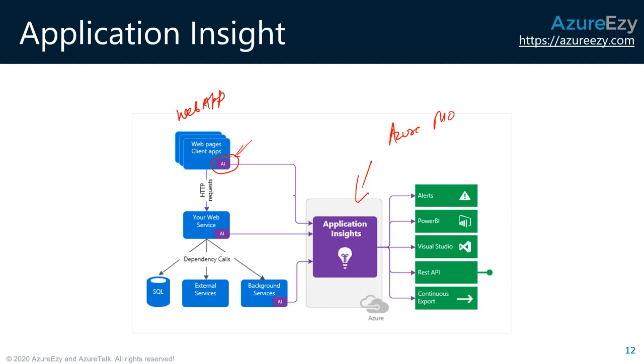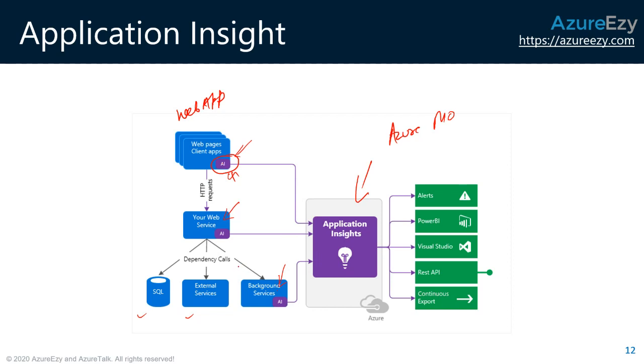And then once you have these logs, you can configure web apps with Application Insights. You can configure your web services with Application Insights. You can even configure your background services, background jobs with Application Insights. You cannot configure it with any kind of external services or SQL. So you cannot really monitor a SQL server with Application Insights.